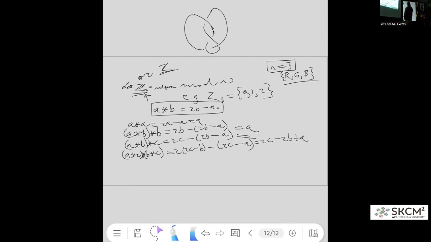So for example, suppose that I use 5 and try coloring the figure 8 knot. I'll take a 0 here and a 1. 2 times 1 minus 0 is 2. 2 comes down here. 2 times 2 is 4 minus 0 is 4. 2 times 4 is 8 minus 2 is 6. And 6 is equal to 1 in Z mod 5. And I've colored the figure 8 knot.